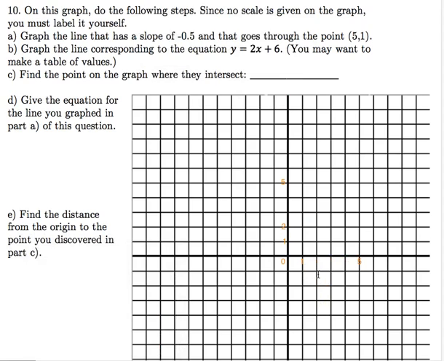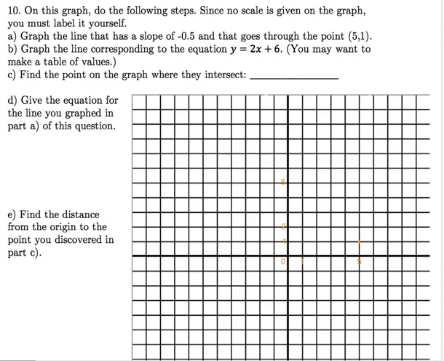Now, the first question asks me to graph the line that has a slope of negative 0.5 and goes through the point (5, 1). I know this point here is (5, 1). That's a point, and so I have to have a line that goes through that point and has a slope of minus 0.5.